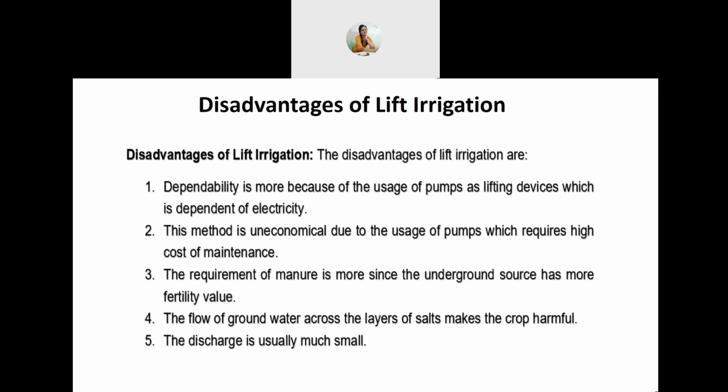Number 3, the requirement of manure is more since the underground source has more fertility value. Number 4, the flow of groundwater across the layers of soils makes the crop harmful. Number 5, the discharge is usually much small.